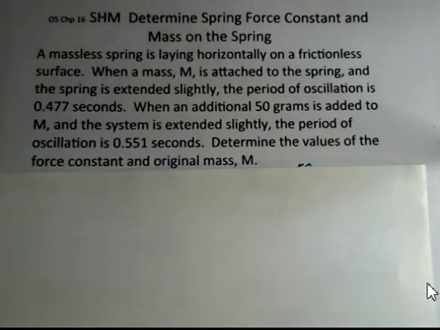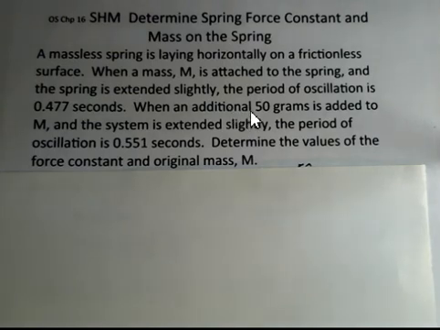This example problem deals with a spring that's on a horizontal surface, and there are two unknowns: the force constant of the spring and how much mass is attached to the spring. So when mass m, that's unknown, is attached, and we pull the spring slightly, release it on this frictionless surface, the period of oscillation is 0.477 seconds.